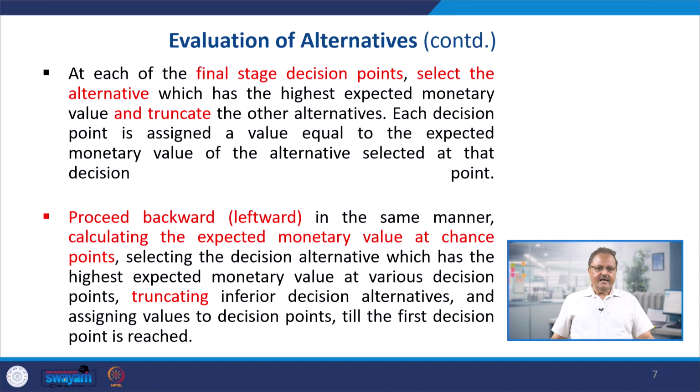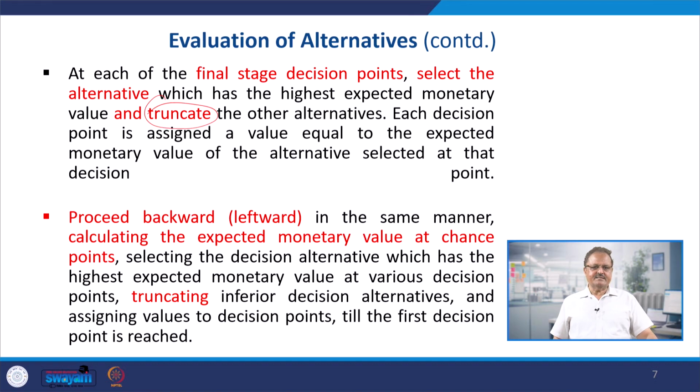And finally, at each of the final stage decision points, it's clearly written here, mind it, at each of the final stage decision points, select the alternatives which has the highest expected monetary value and truncate. Truncate means abandon, drop the other alternatives. At each of the final stage decision points, select the alternatives which has the highest expected monetary value and truncate or drop the other alternatives.